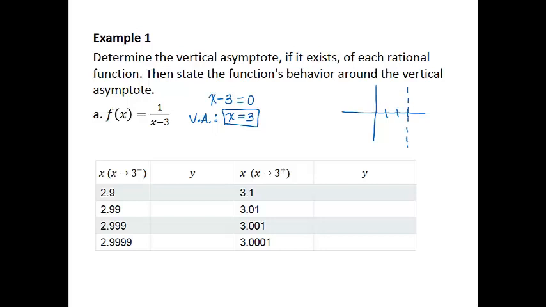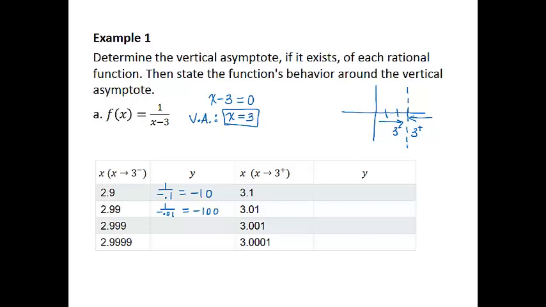We're saying that's a vertical asymptote. We want to see what happens to the right of 3, which is as x approaches 3 with a plus, and as x approaches to the left of 3, which is as x approaches 3 with a little minus sign. If we replace x with 2.9, we get 1 divided by 2.9 minus 3, which is 1 divided by negative 0.1, or negative 10. Replacing x with 2.99, we get 1 divided by negative 0.01, which is negative 100.